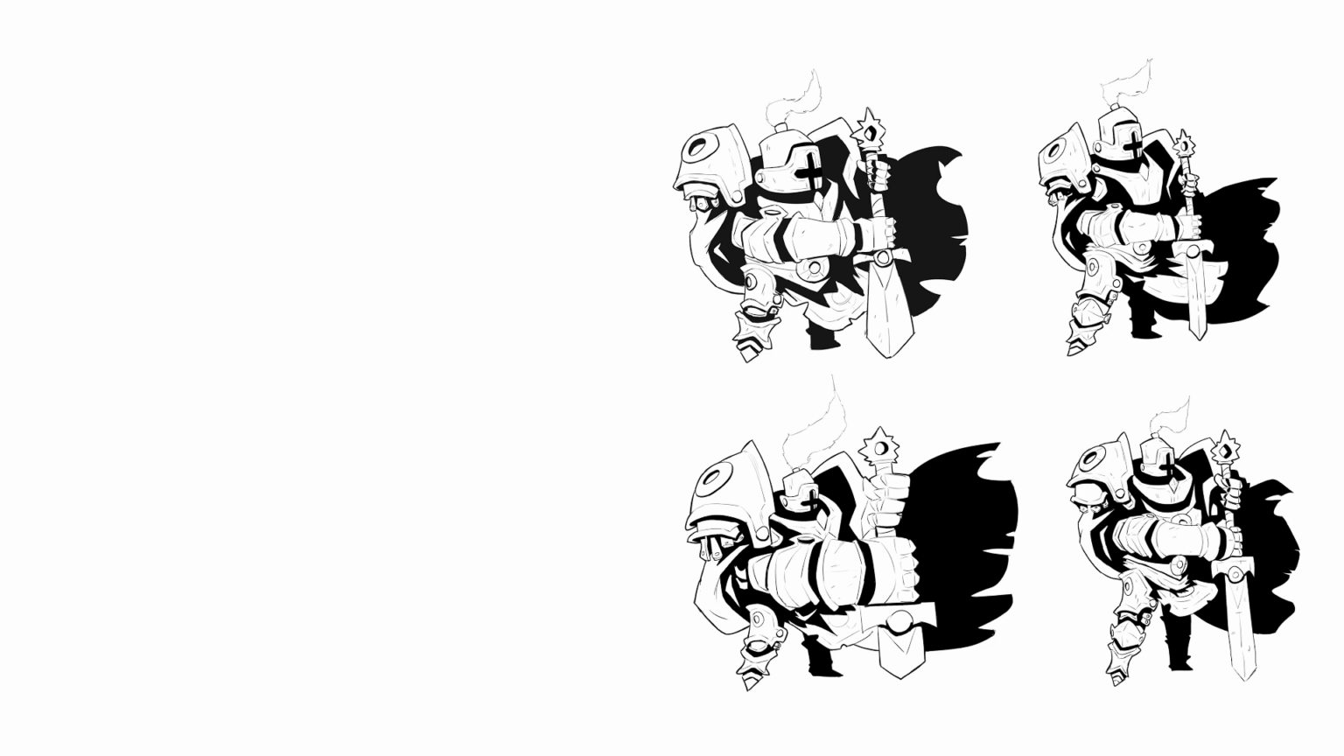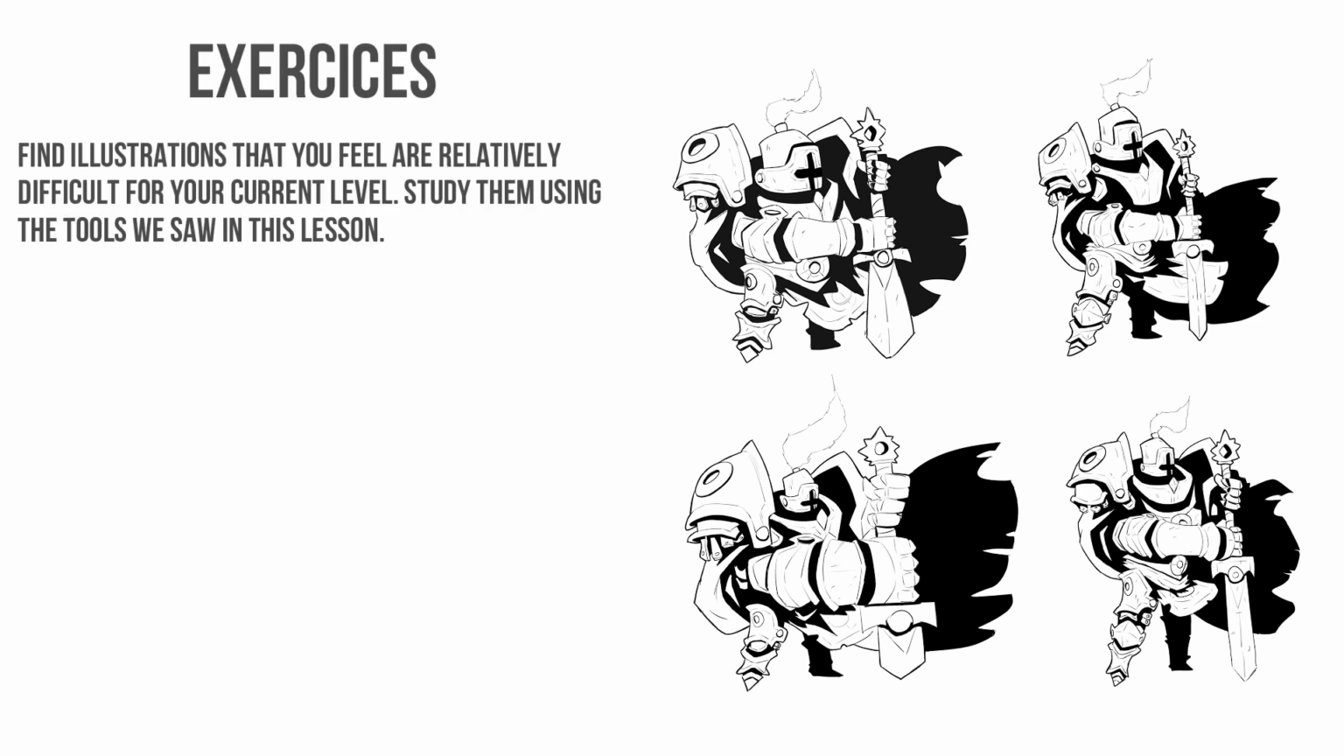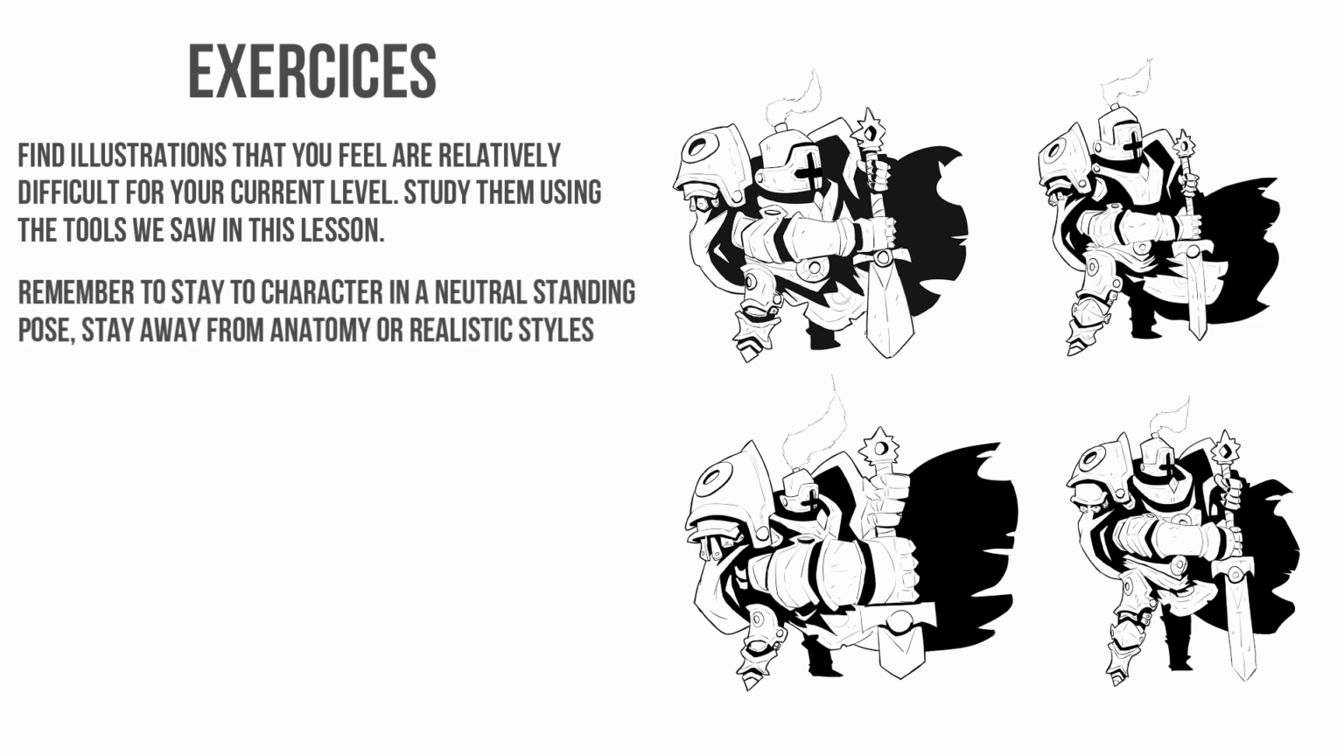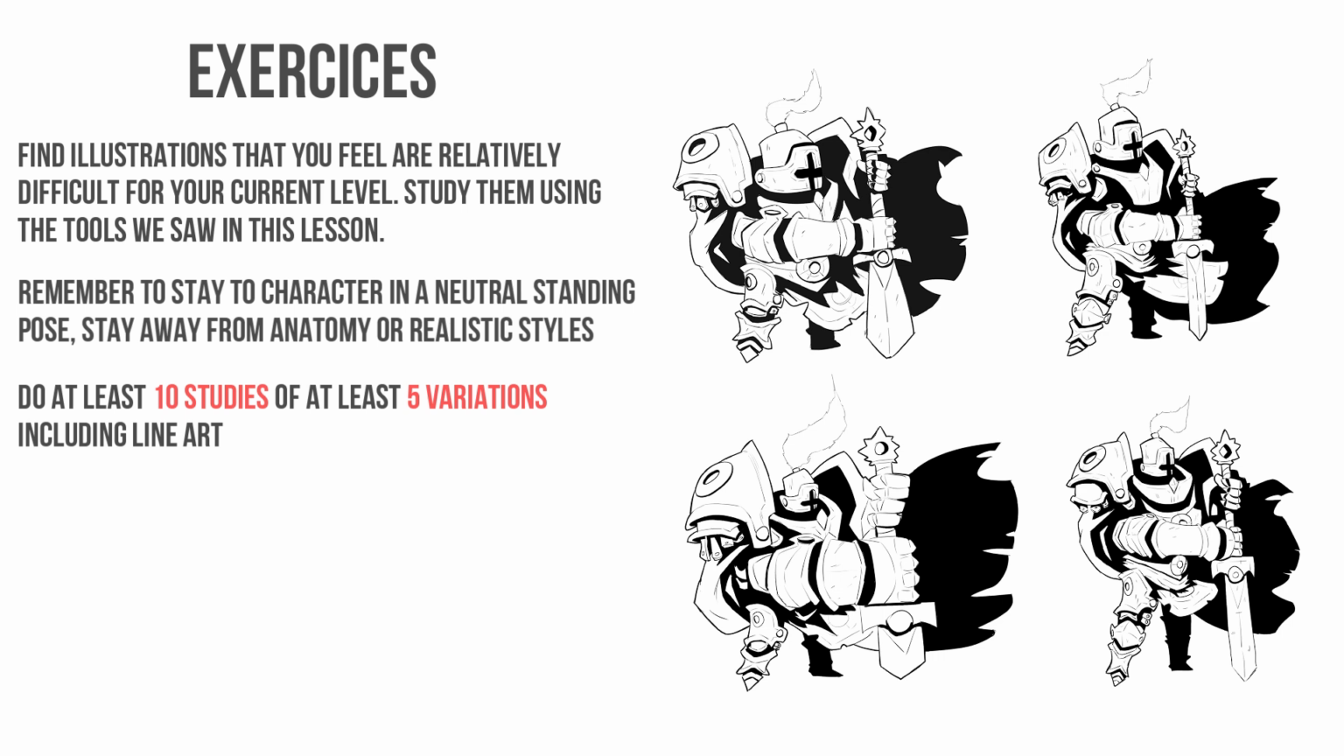Now for the exercises. Find 10 drawings that you think are just above your level, that intimidate you, but that you feel you could tackle with effort. The same limitations from before apply. For now, stay to characters in a relatively neutral standing pose, and stay away from all sorts of anatomy. Then, of course, you study them using our method, like I show you here. Follow the 3 steps: finding the mannequins, varying them, and drawing the line art.